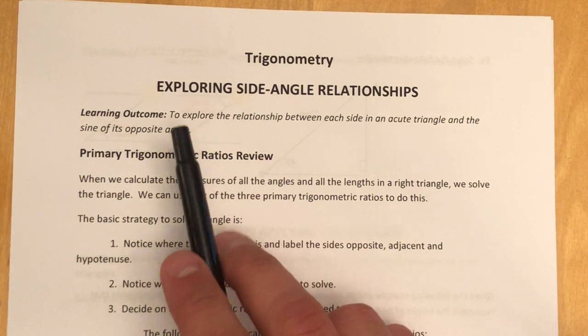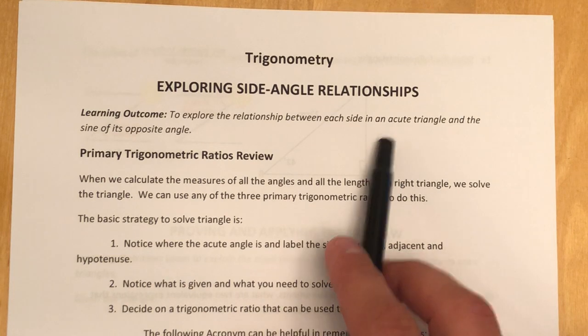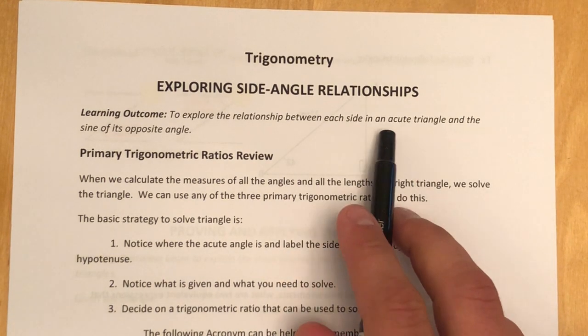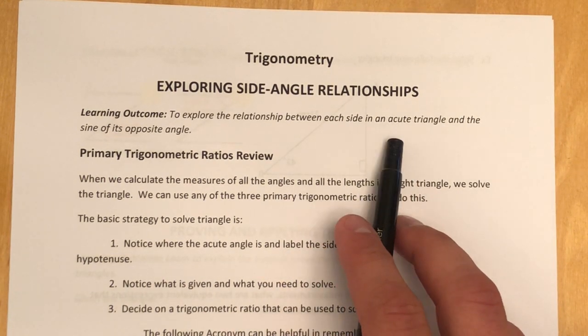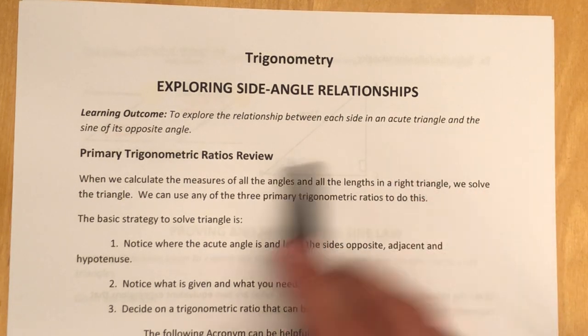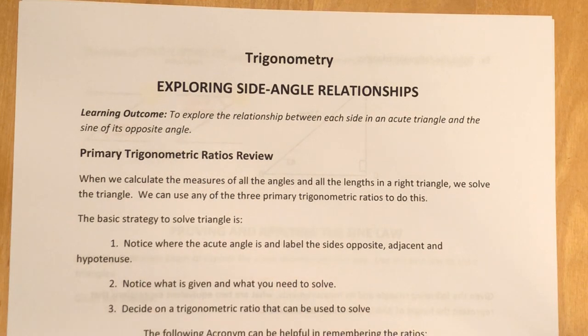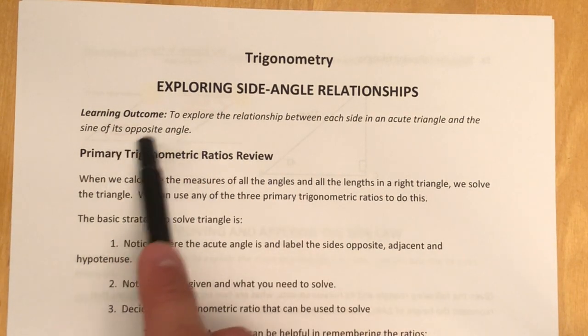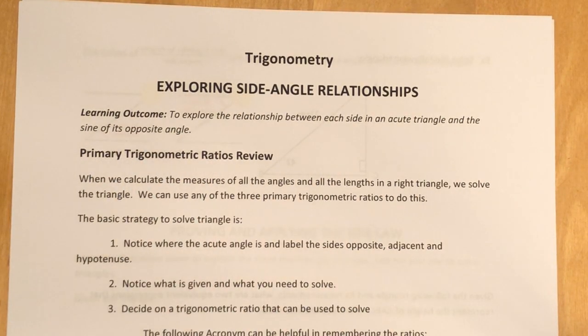Our learning outcome today was going to be exploring the relationship between each side of an acute triangle. And an acute triangle, remember, is a triangle that has angles all less than 90 degrees. And the sine of its opposite angle. What's the relationship with sine of its opposite angle?